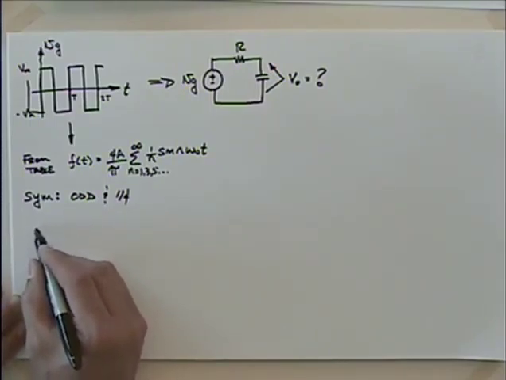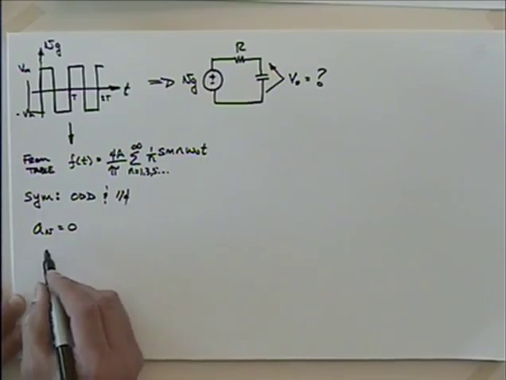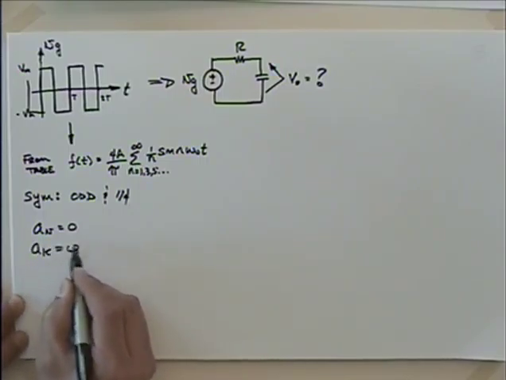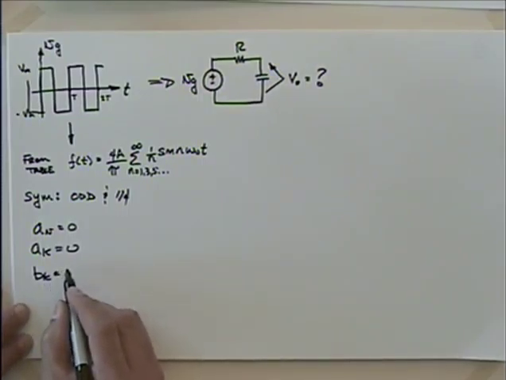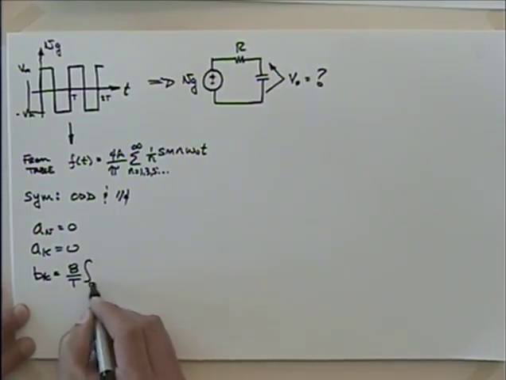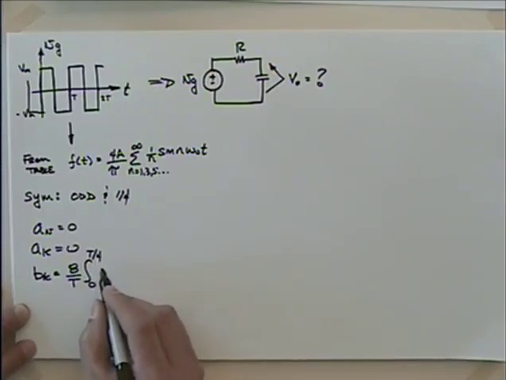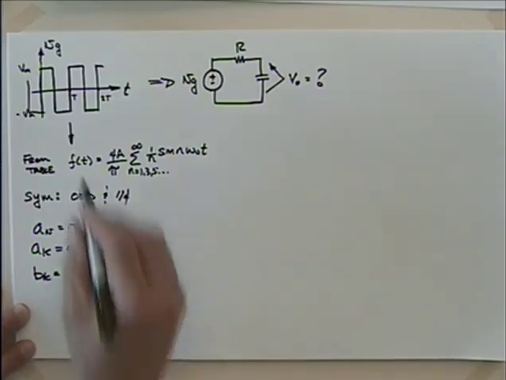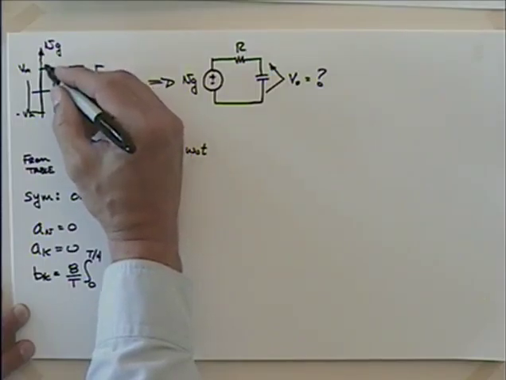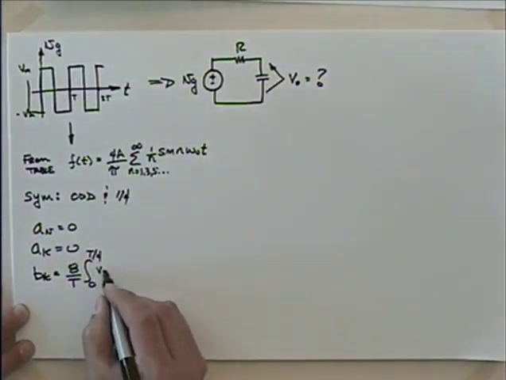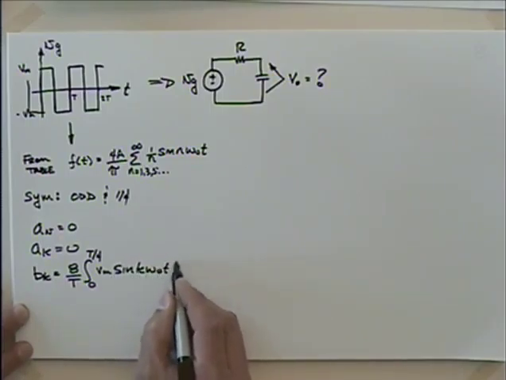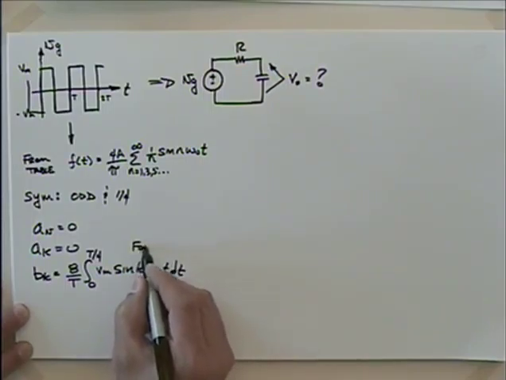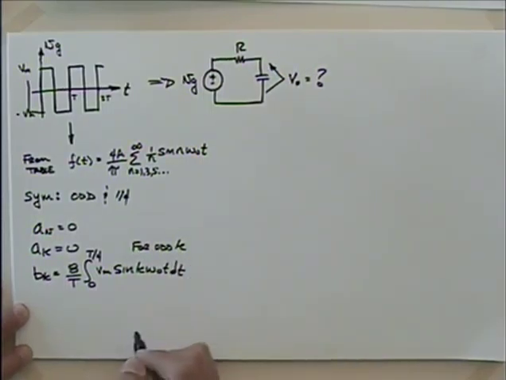If you use odd quarter, you recognize that the average value is equal to 0, that a sub k is equal to 0, and that b sub k is equal to what? 8 over T times the integral from 0 to T over 4, which should work pretty well for us. And then we put our function in there. What's our function? I mean, over the quarter period, the function is just Vm, isn't it? So I'd have Vm times the sine of k omega naught t dt, and this is for odd k.